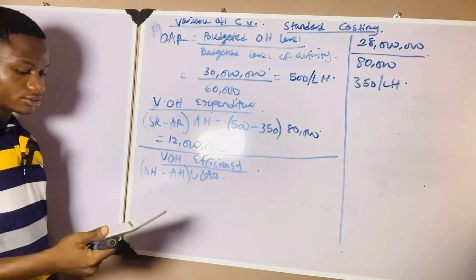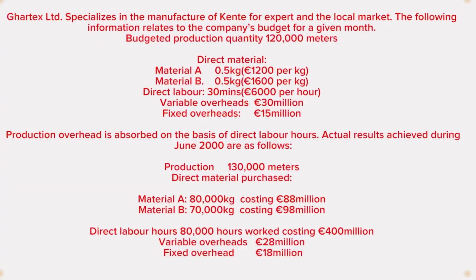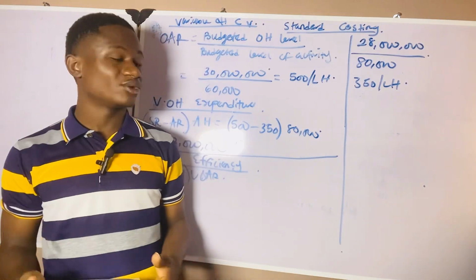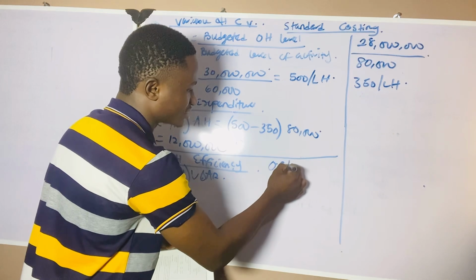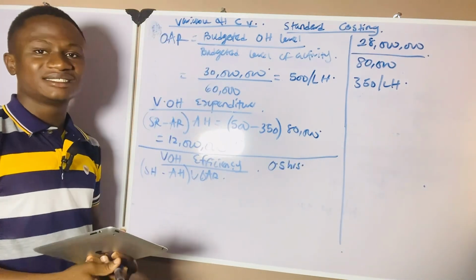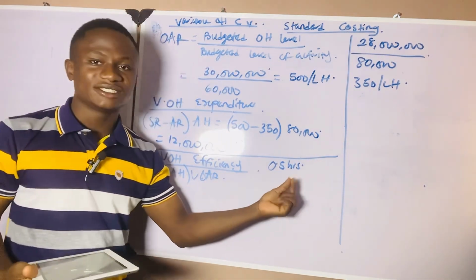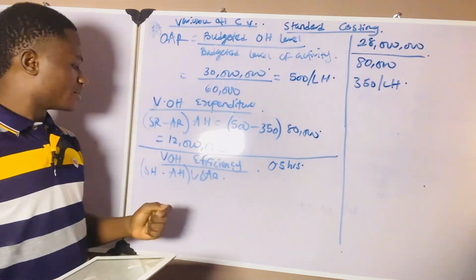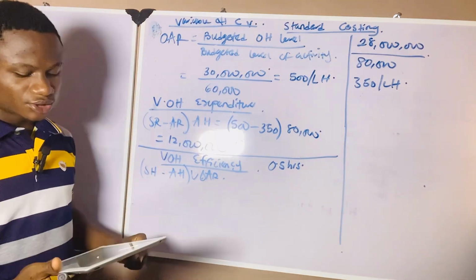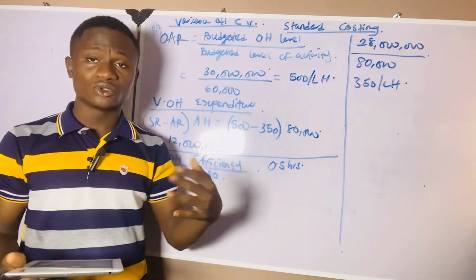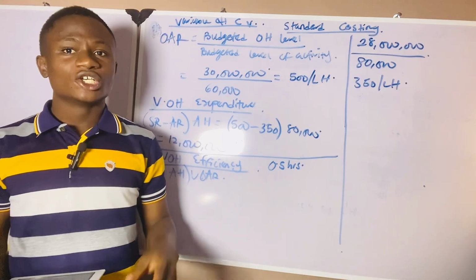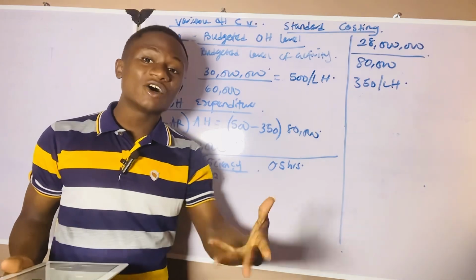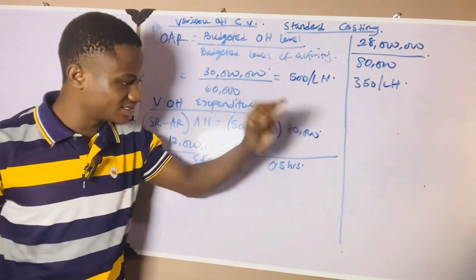So the question, we're being told that the direct labor minute for producing one is 30 minutes, which is 0.5 hours. This is the hours it should take to produce one unit. But now, how many units do we produce? If you look at our actual results, we were told that we produced 130,000 meters. So if we produce 130,000 meters, how many hours should it cost us using this?